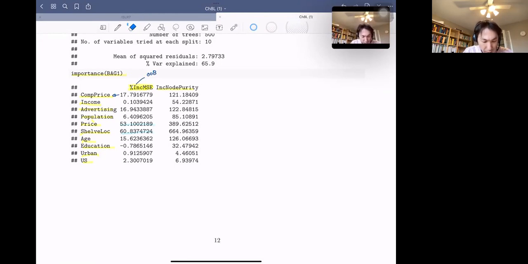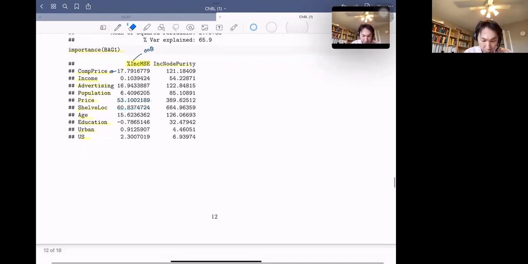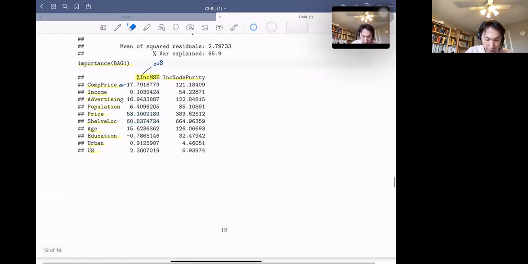So if the variable is dropped, how much does the node purity decrease, or the inclusion of this variable, how much does the inclusion of this variable increase the node purity. And the node purity is basically the RSS, residual sum of squares, for regression, and the so-called Gini index for classification.